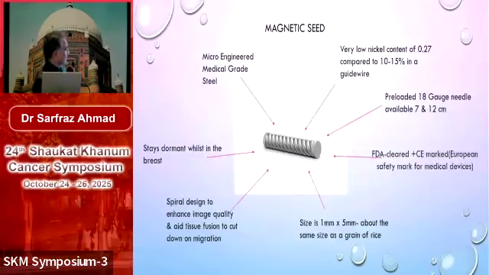So this is the seed. It is made of medical grade steel. It has nickel, but it's very low compared to Saviscout. And it comes preloaded in an 18-gauge needle. It is FDA approved and CE marked as well, and it has been approved for long-term implantation. Like Saviscout, it can be used for long-term implantation and you don't need to put a biopsy clip. When you do a biopsy, you can put this straight into the lesion. And once the adjustment is done, the patient can be sent back to surgery directly.